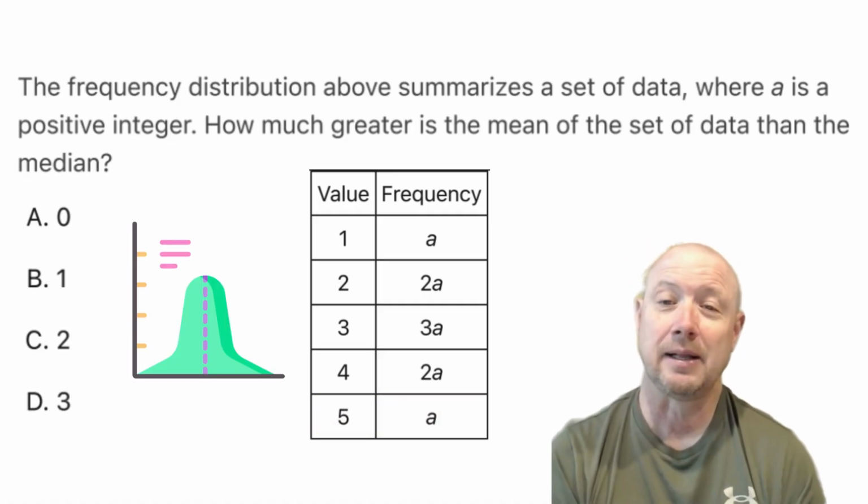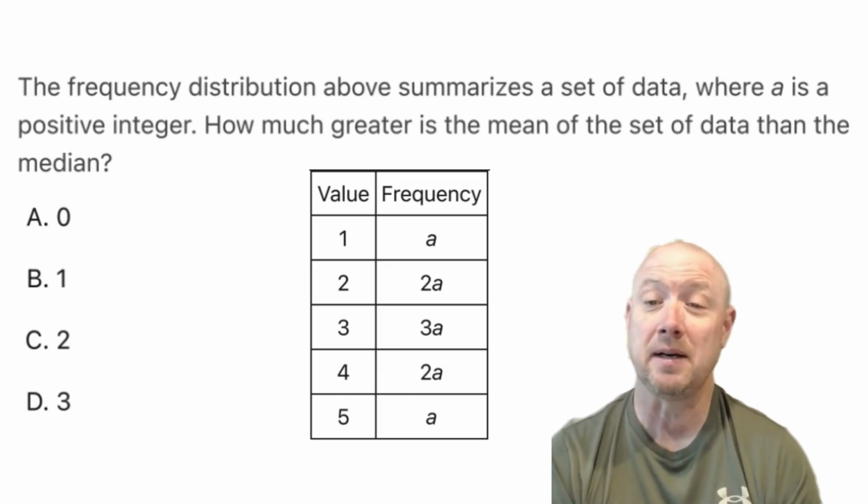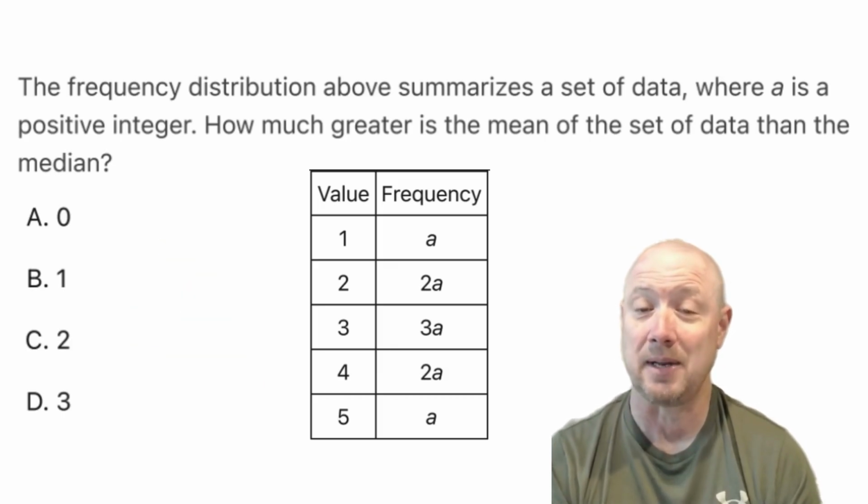If it is symmetric, the mean and median have to be exactly the same. So how much greater is the mean of the set of data than the median? Answer has to be A) 0.